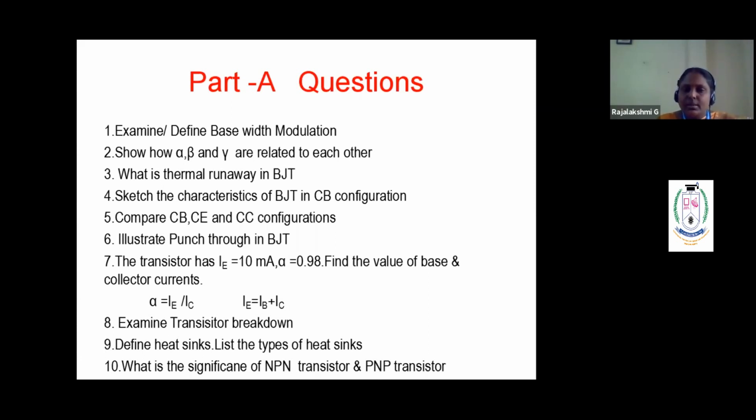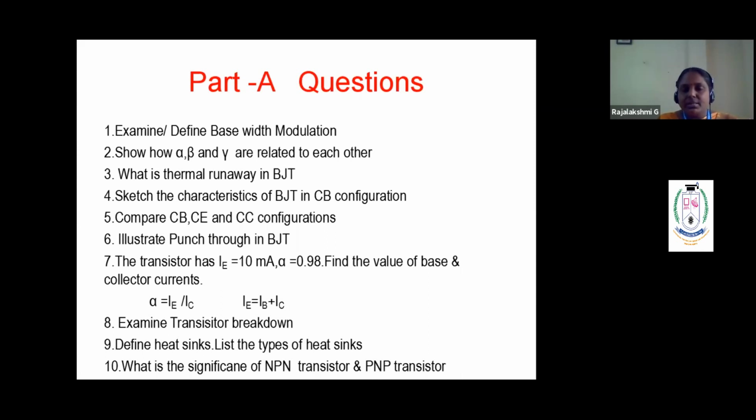Next, there is a possibility that they may ask numerical questions. If we consider common base, it is alpha, likewise beta, gamma, and with that formula you have to find out. For example, a transistor has IE of 10 milliamps, alpha is given. Find the value of base and collector current. So two quantities are given here, IE and alpha. You can find IC, and with the help of IC and IE, you can find IB. That's very simple.